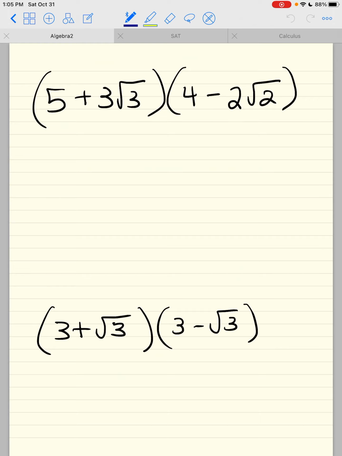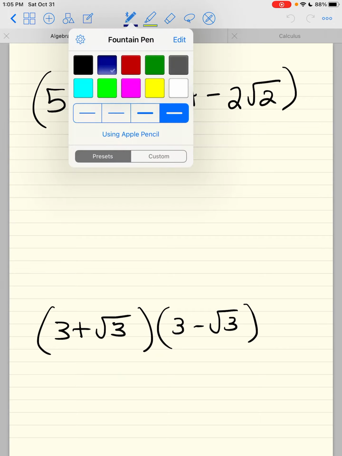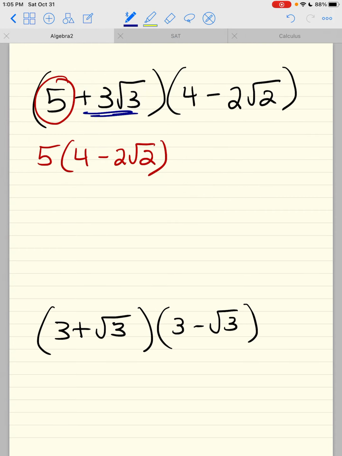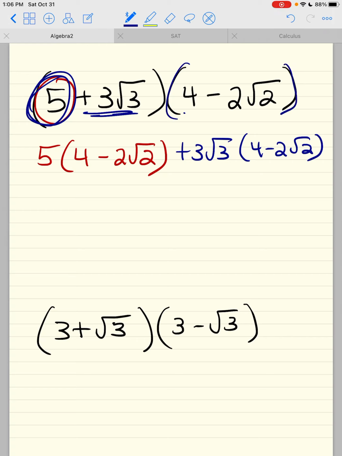Okay? Let's try it here. So if anyone has trouble imagining or envisioning this, you can say 5 needs to multiply the 4 minus 2 radical 2. And then you can take the plus 3 radical 3 and multiply it by the 4 minus 2 radical 2. So you can do first, outer, inner, last, like we did in the last two examples, or you could just take this person, multiply by the whole thing, and then this person and multiply by the whole thing.